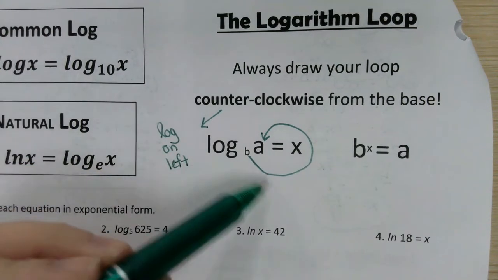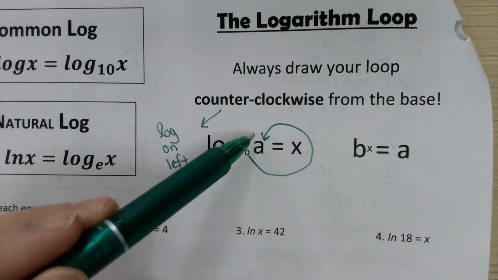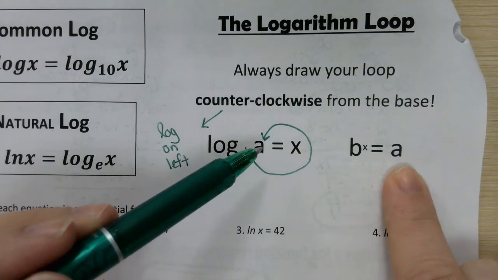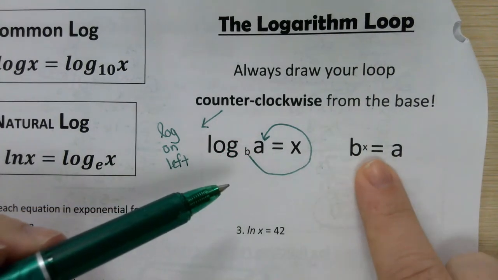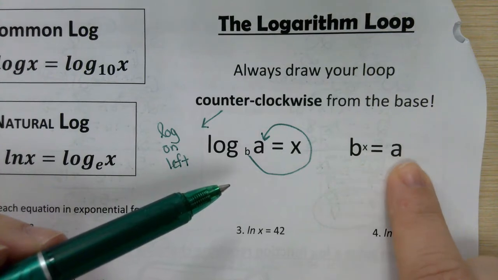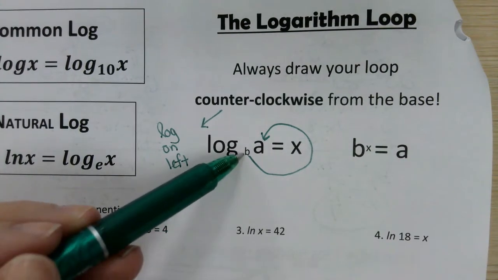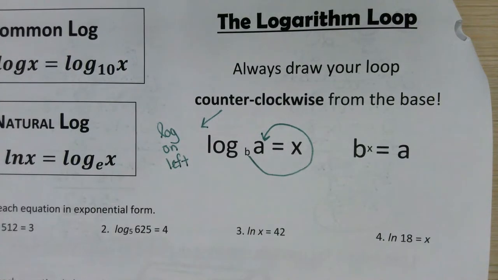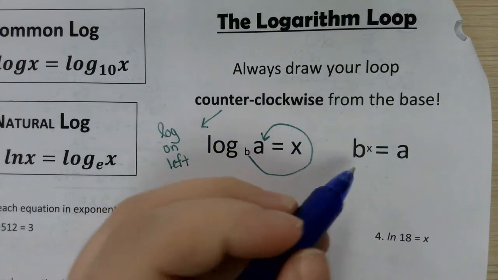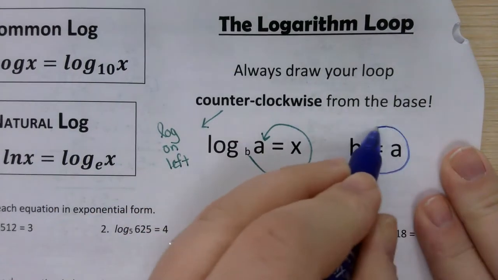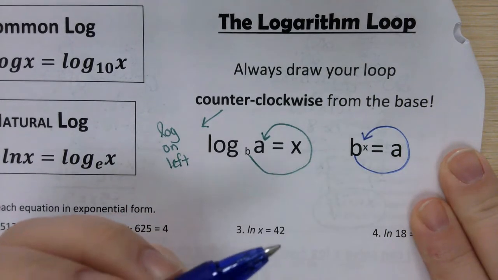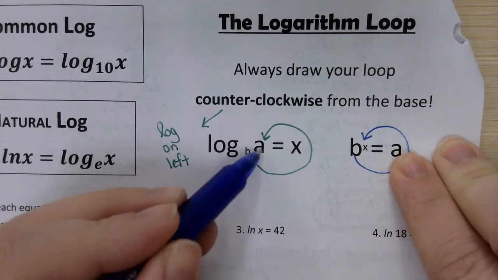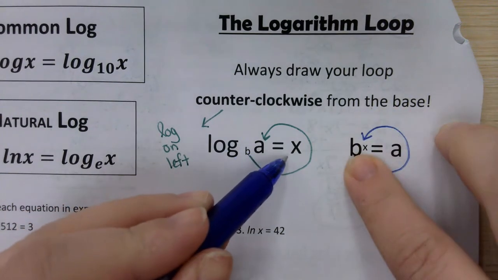Goes around the equal sign and heads to the number next to it. Now that tells me the order that it would appear in the other form. B to the x equals a. Or if you're switching from exponential to a log, same thing, goes around the equal sign and ends at the number next to it. Log base b, next thing my loop crosses is a, and it ends at x.